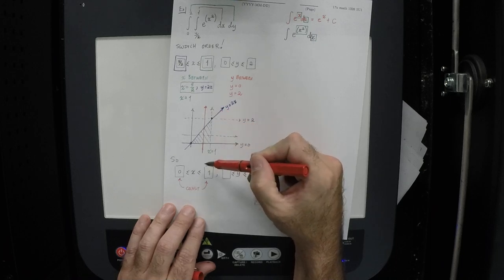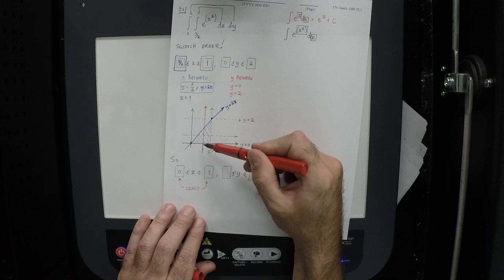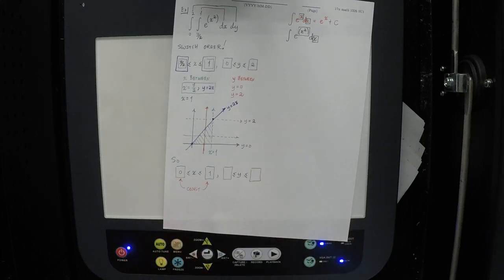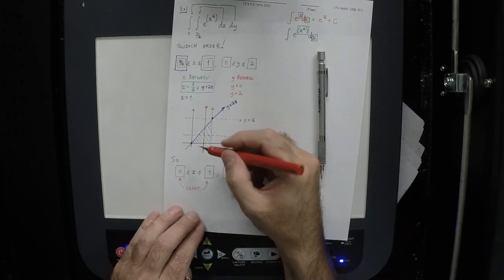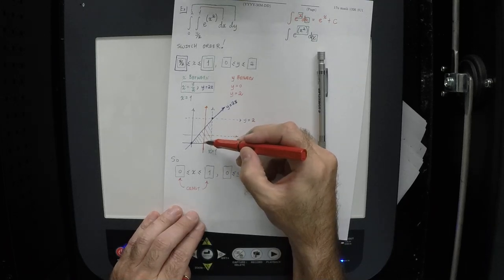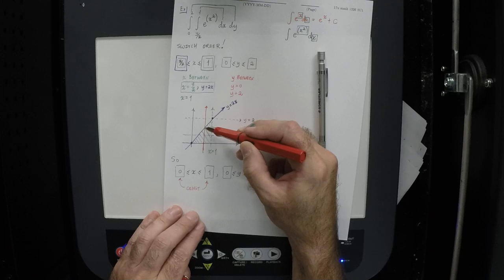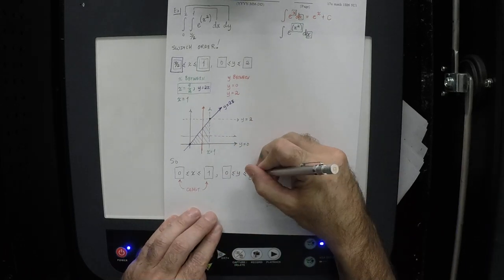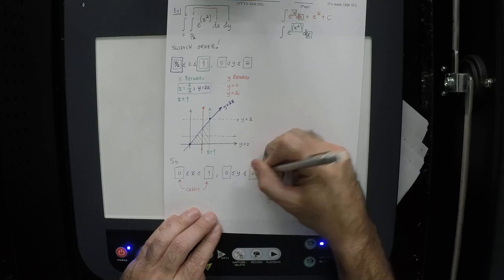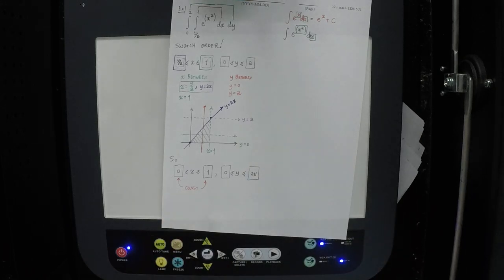So when do we start going through the region? When y is 0. And then we're in the region. Yes, yes. And then we stop there at 2x. Any question about this?